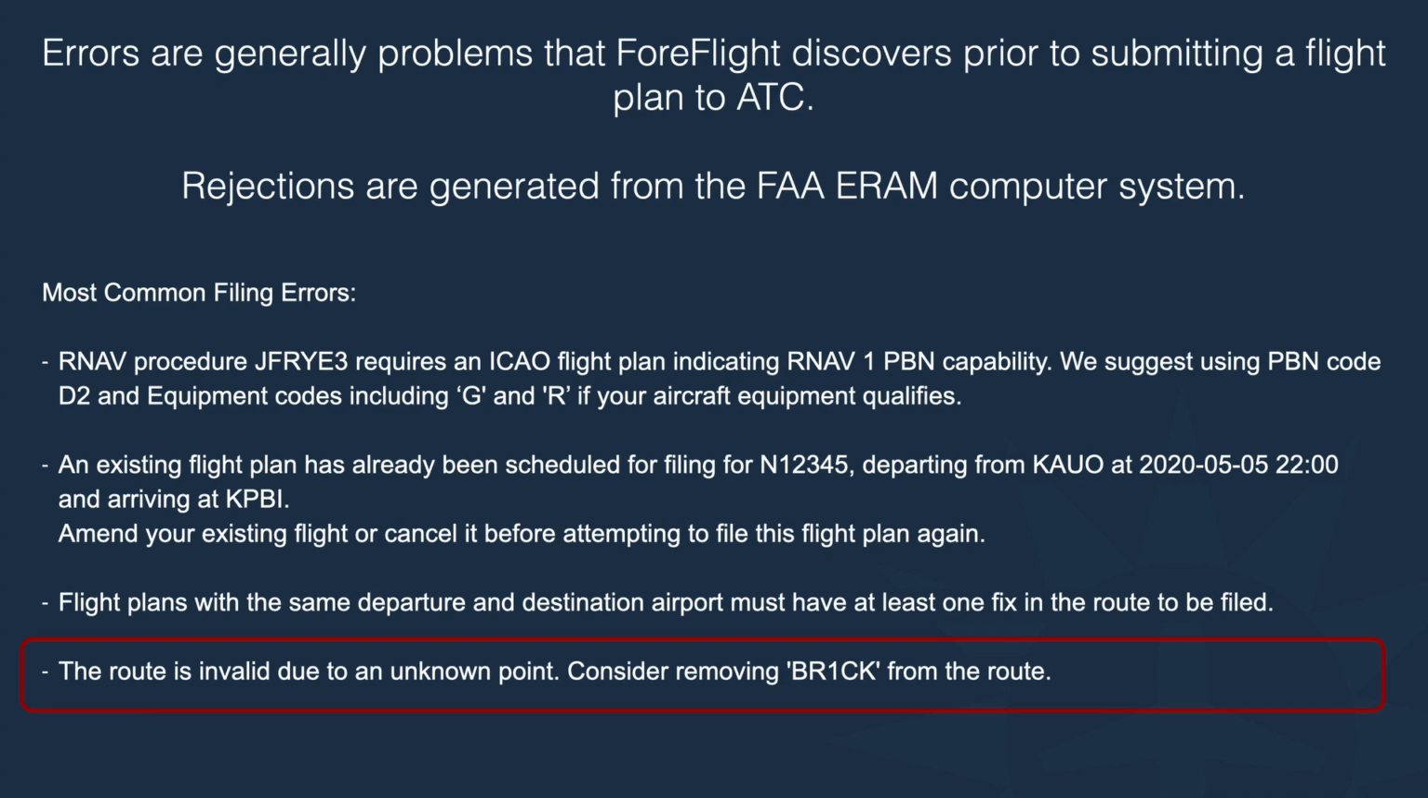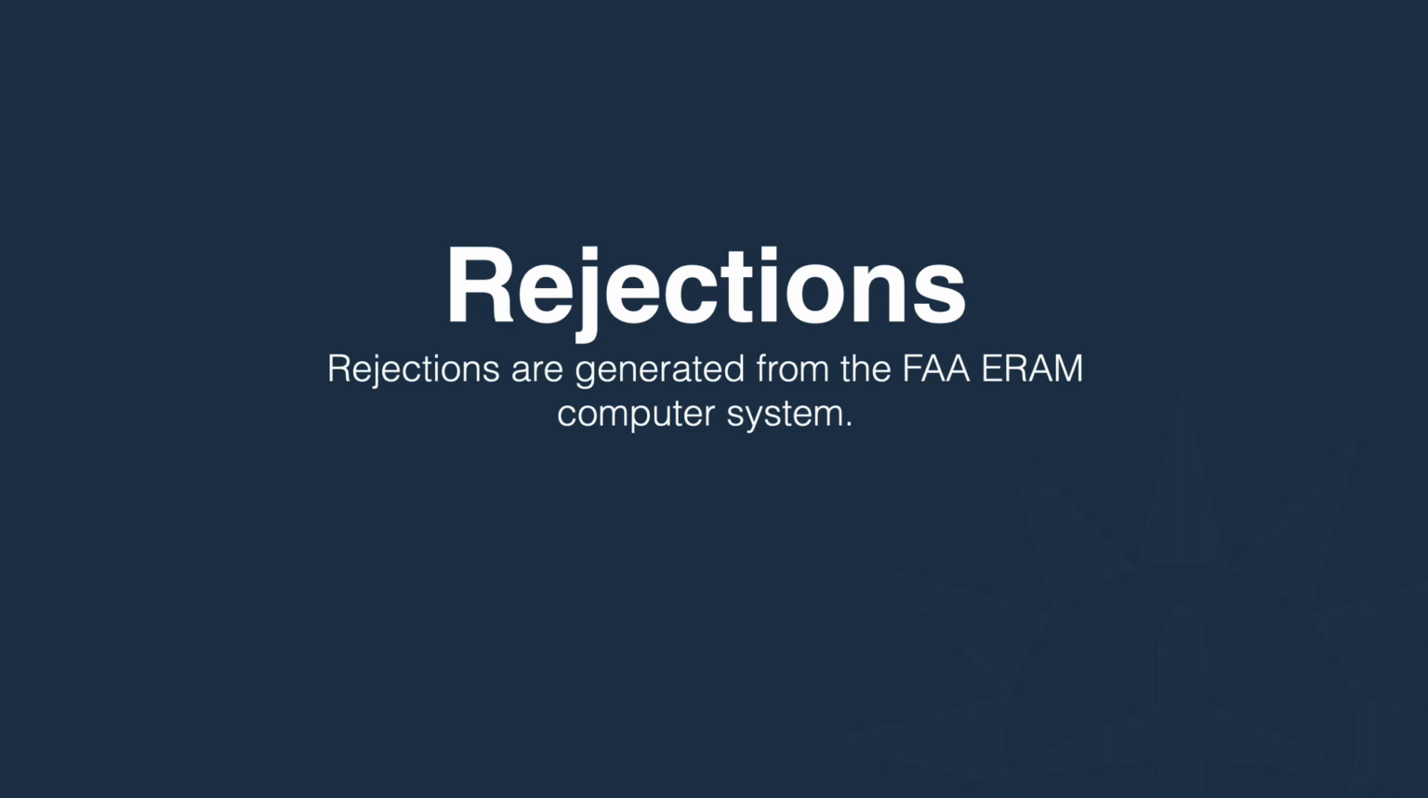Right. Let's go on and take a look at some rejections. Rejections are generated by the FAA ERAM computer system. So this is basically, we filed it, the FAA looks at it, ATC says there's something wrong with it, and they reject it and send it back to us.